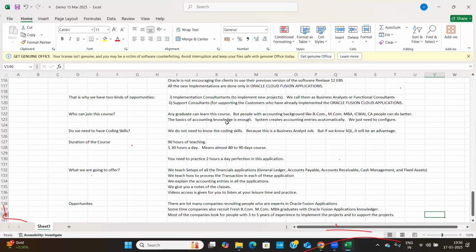Who can join this course? Any graduate can learn this course. There is no need for any coding. Do we need to have coding skills? We do not need to know coding skills. Programming languages are not necessary. Even IT people can learn it. IT graduates, engineering graduates can learn this course. And many have proved that they are successful in this line.